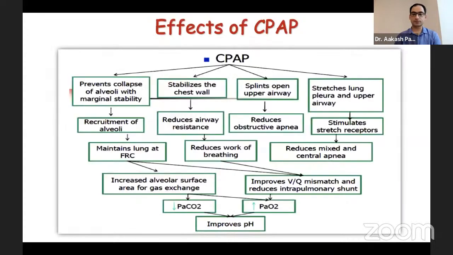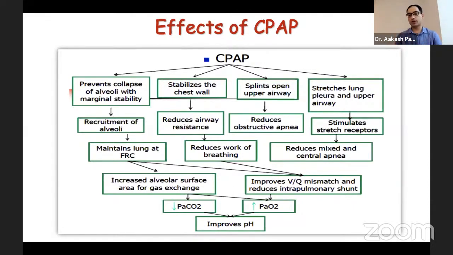RDS. Apart from this, the CPAP also splints the narrow airways, which again have a tendency to collapse because of the narrow caliber. By splinting the airways, it decreases the resistance, it decreases the work of breathing. Therefore, it improves VQ mismatch, which happens because of the atelectasis, and thereby it reduces the intrapulmonary shunt. Also, because it splints open the airway and prevents its collapse, it is beneficial in treatment of obstructive apnea.